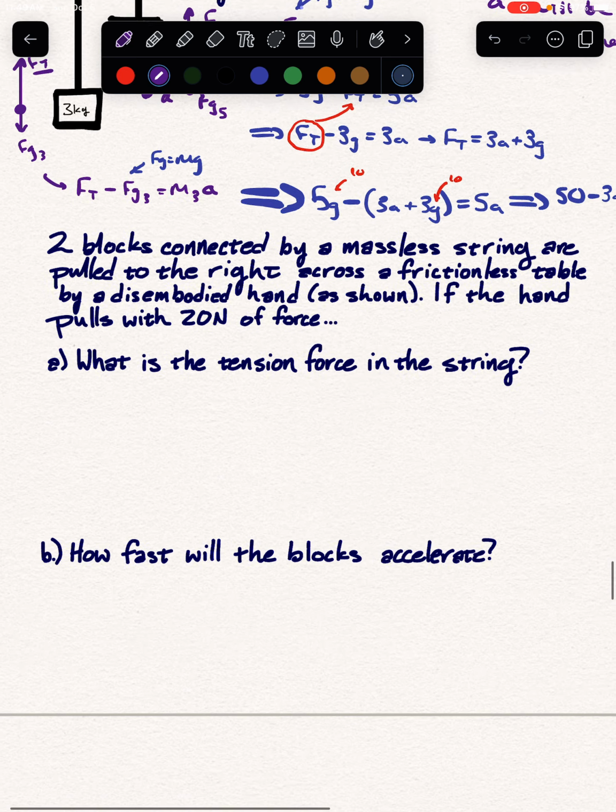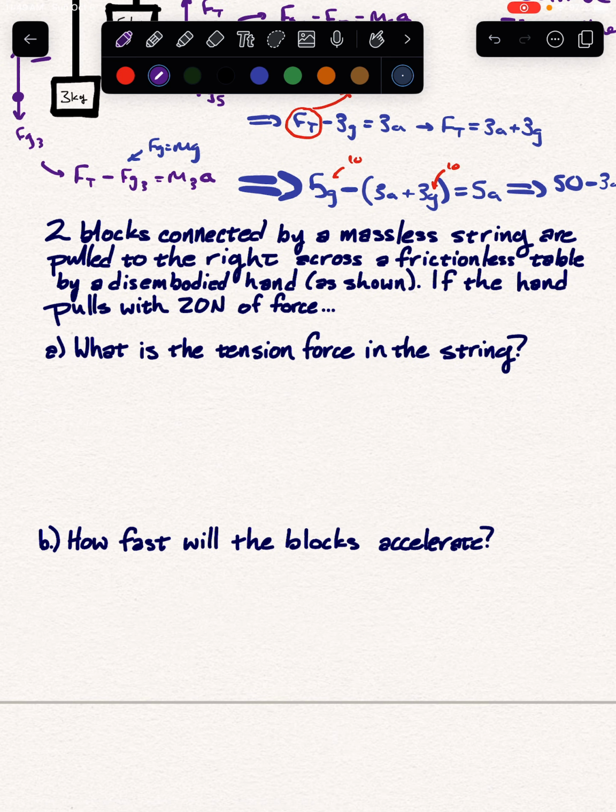Okay, so let's look at this second example now, where it's not connected over a pulley, but there are still two objects connected to each other. In this one, we have two blocks that are connected by a massless string. That's just another fancy way of saying that the force of tension is the same on both of them, and they are pulled to the right across a frictionless table by a disembodied hand as shown. If the hand pulls with 20 newtons of force, we want to find what is the tension in the string.